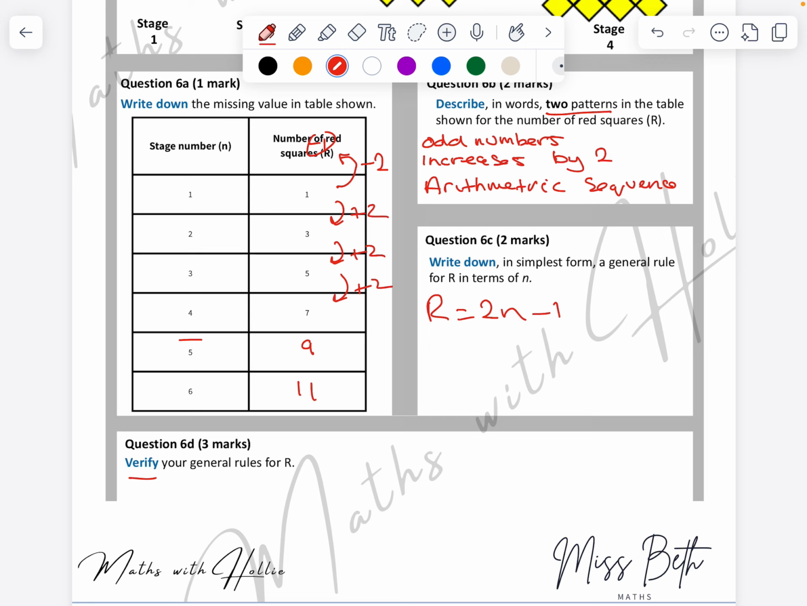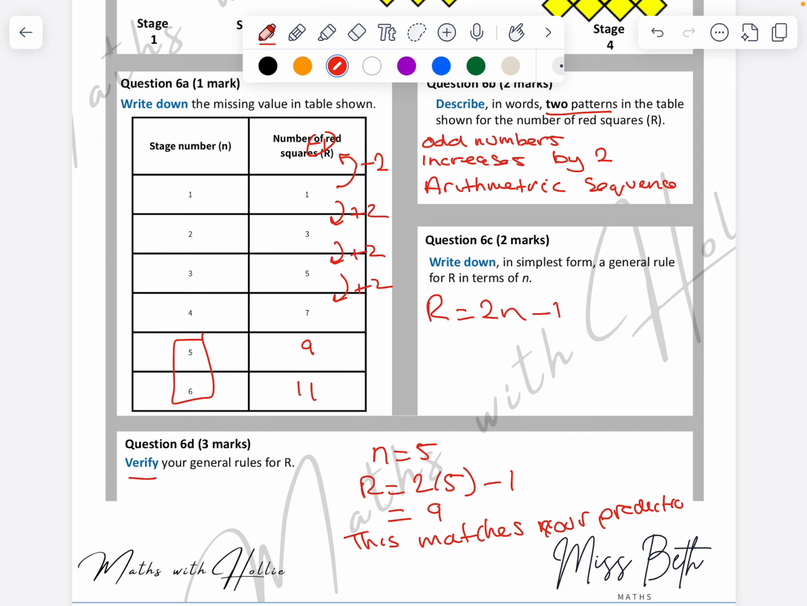Let's verify our answer. If it's verify, you're putting 5 and 6 in. So I'm just going to put 5 in. So in this question, we're going to have R equals 2 times 5 minus 1. So that's going to be 9. And you have to say that this matches your prediction in the table.